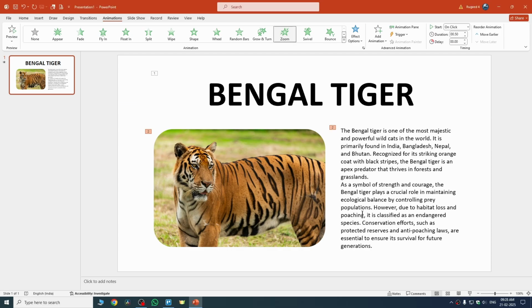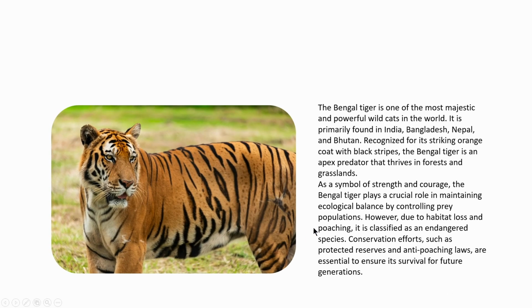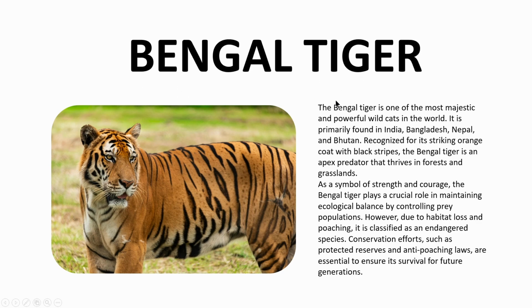Now if you want to change the position of your animations, then for that go to the animation pane, and now we just need to drag the second thing up, and now you can see the second thing is now first and the first text is now the second animation. Now if I play it again, you can see if I click here, then the tiger and the description will come first, and now if I click again, then the header text will appear. So this is the complete process.